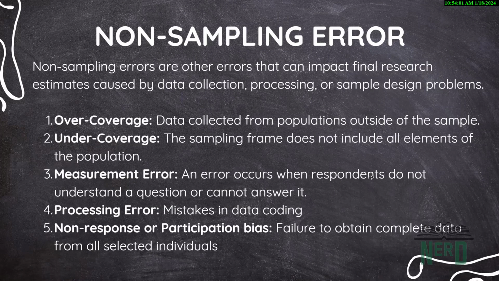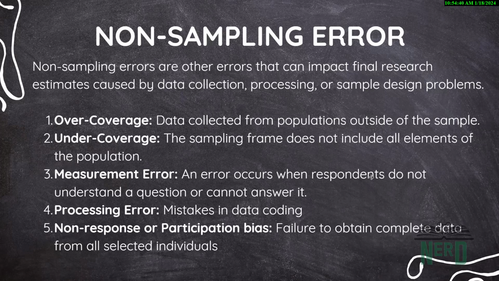Next, we have non-sampling errors. These are like the other photo mishaps, right? Someone blinks or the camera blurs or the lighting's off. They aren't about who's in the photo but how the photo is taken, right? So this is a kind of non-sampling error. It also has some types, like over coverage. Imagine accidentally including people from a different party in your photo, right? In surveys, it's when data comes from outside your target. That is over coverage. In simple terms, data collected from a population outside of the sample.